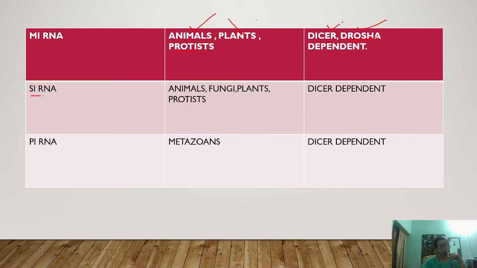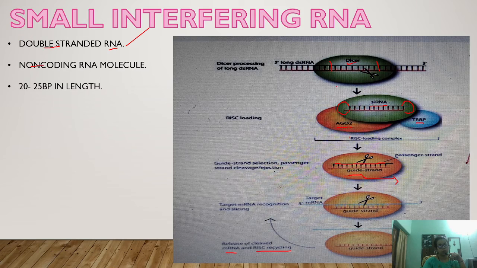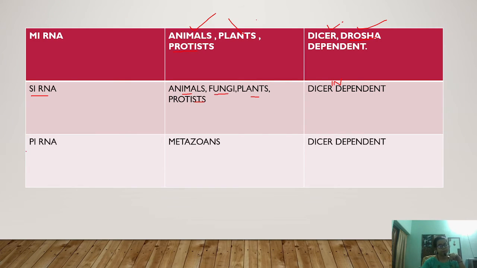Next, coming to the small interfering RNA, it is present in animals, fungi, plants and protists, and it is Dicer dependent but Drosha independent. Sorry, I have written here dependent, but they are independent, because you have seen in this process that Drosha is not required. And piRNA is present in metazoans, and it is Dicer independent. These two are obviously very important from the exam point of view.